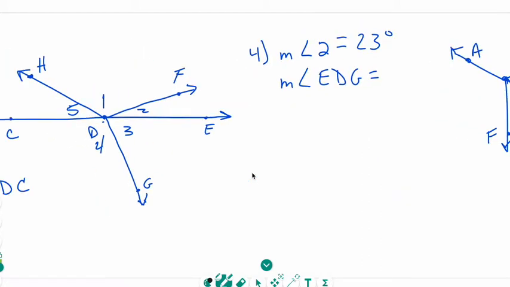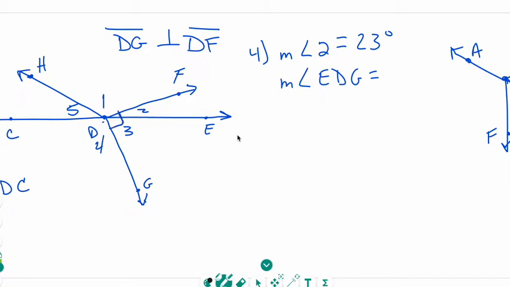Using the same diagram, we're going to figure out a missing angle. So we know that the measure of angle 2 is 23 degrees. We're also told that DG is perpendicular to DF, which makes this a right angle.